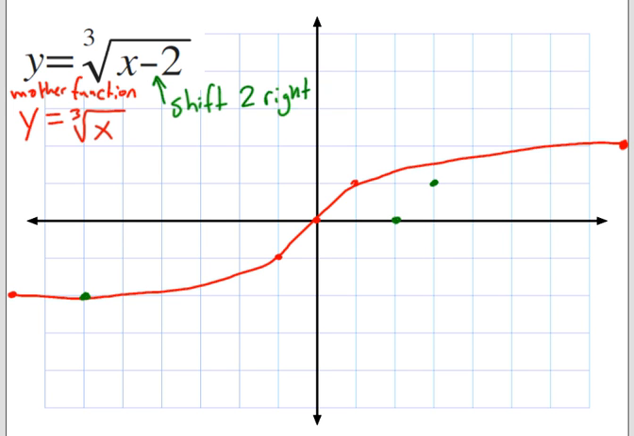So my new graph is something that looks like that. So the green is my answer. Oh, I forgot to move one other point. I'll make that look a little nicer. So the red is my mother function, but my green is actually my answer.